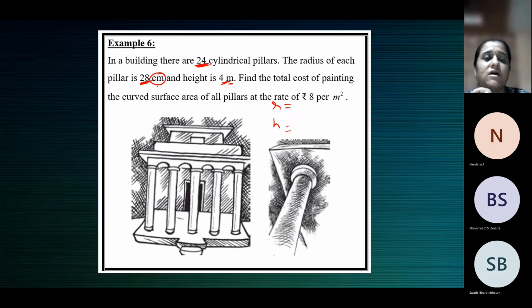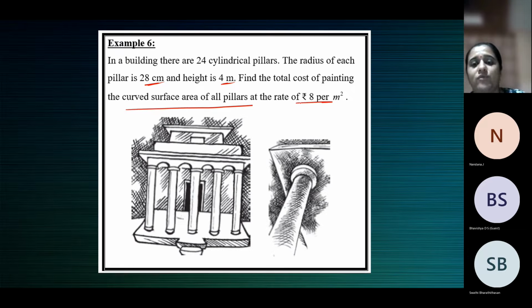You cannot substitute 28 for R and 4 for H. That's wrong because it's 4 meters and 28 centimeters. You should have both the values in the same unit. Now, anyways, we have the radius and height. Find the total cost of painting the curved surface area of all the pillars at the rate of rupees 8 per meter square. One more thing to notice, they've given you the rate in meter square. 1 meter square, 8 rupees. 2 meter square, 16 rupees. 3 meter square, 24 rupees, and so on.